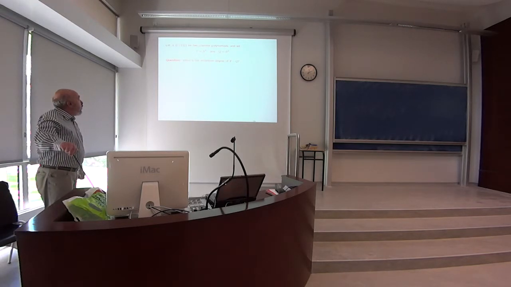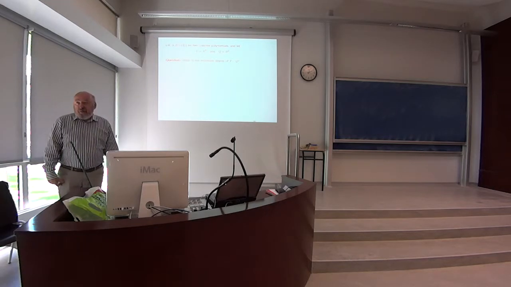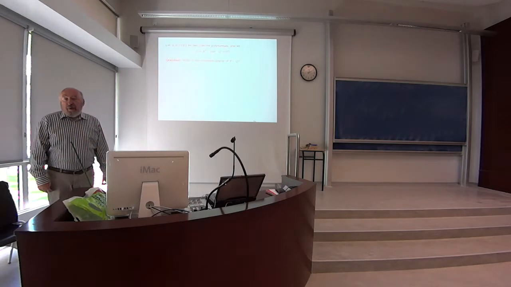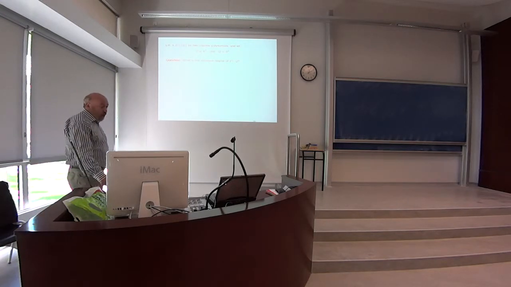There are two complex polynomials, coprime, and we take the cube of one polynomial and the square of the other one. So a cube, b squared. What could be the minimum degree of their difference? Of the difference of a cube of a polynomial and the square of a polynomial.